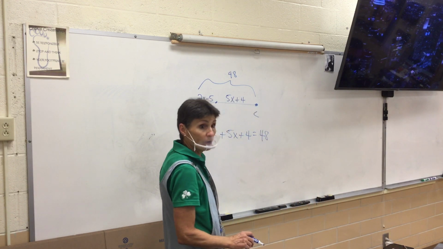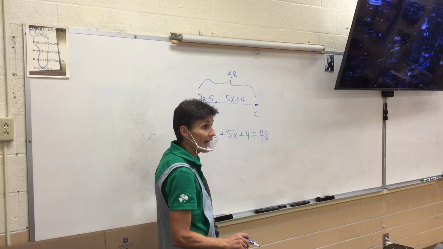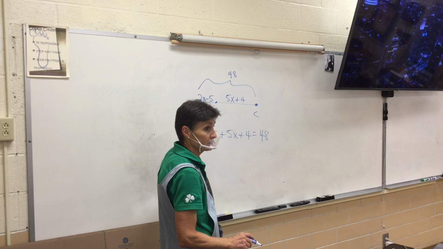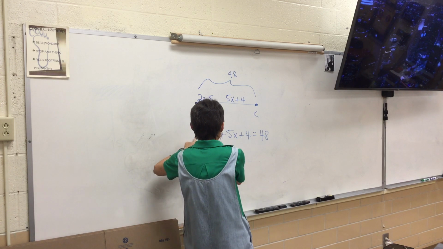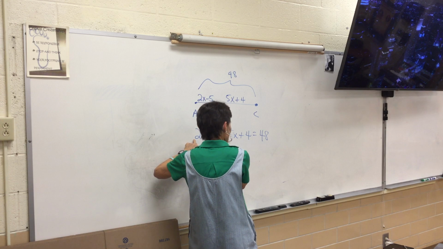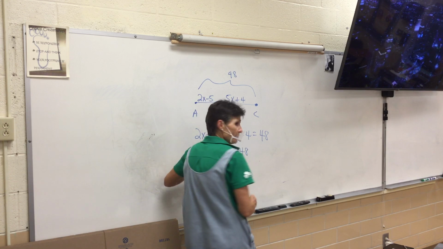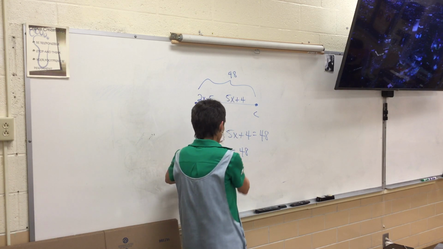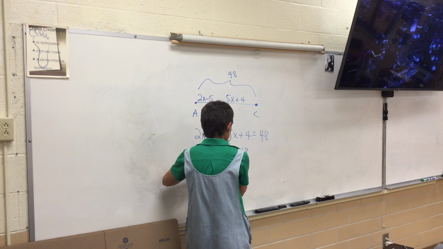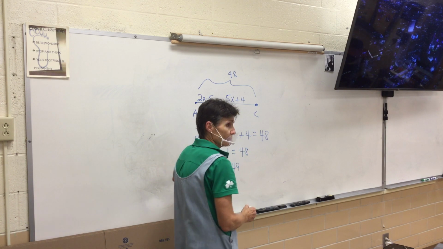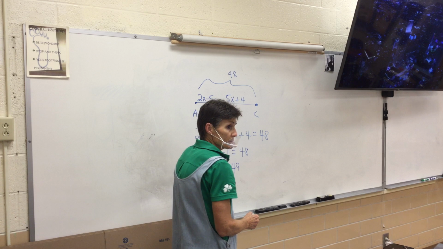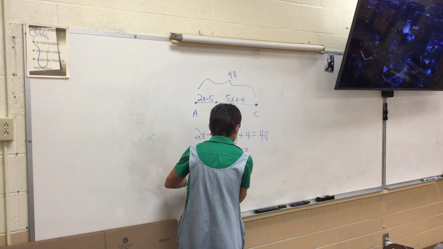Okay, so now we're going to solve this equation. How do we do that? Combine like terms. So 7x minus 1 equals 48, is that right? Yeah. So then I'll add 1, so 7x equals 49. So x equals, did you get 7?